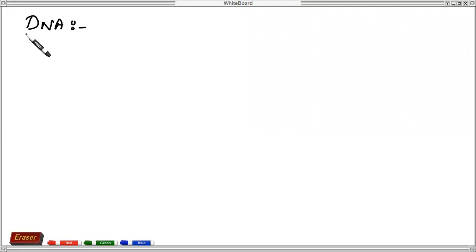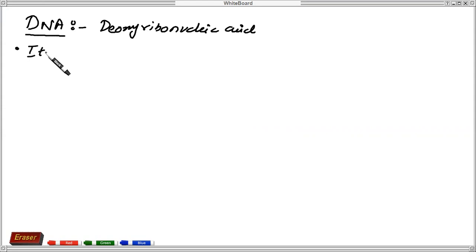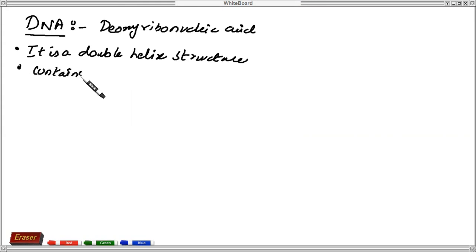DNA. DNA stands for deoxyribonucleic acid, and it is a double helix structure that contains genetic material.